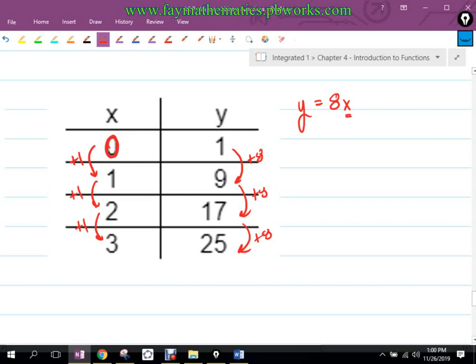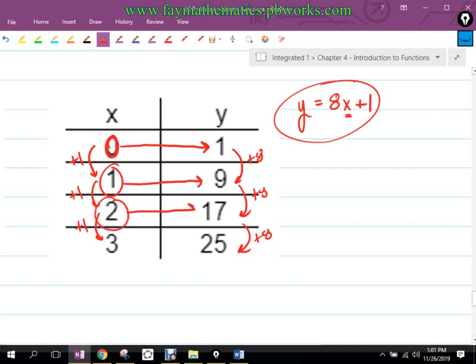Okay. Now here's the thing. If x is zero, what do you get for y? When you plug it into this rule right here, you get zero. What do we want it to become? One. So what do I need to do to that? If I plug in and got zero here, I need to plus one to that, right? Does that now give me, if I plug in one for x, nine? If I plug in two for x, does that give me 17?